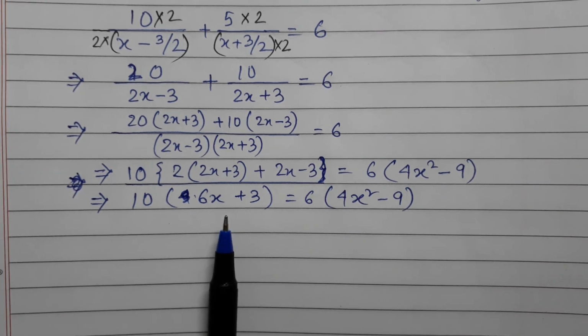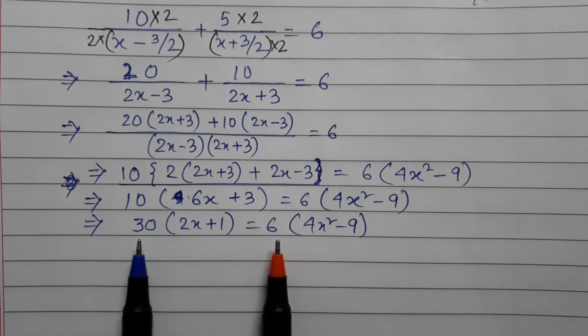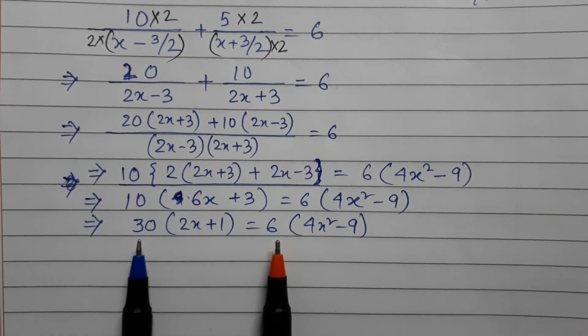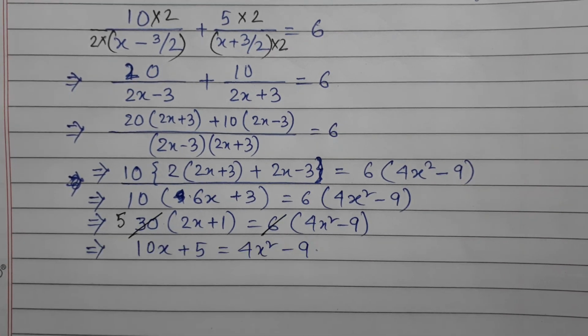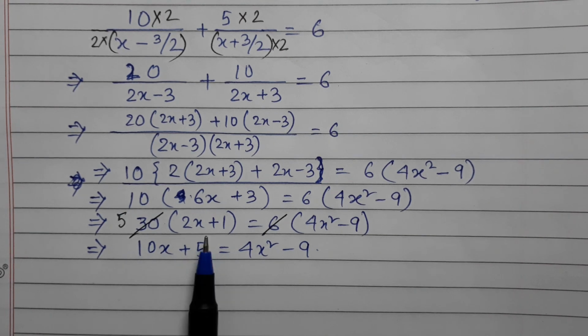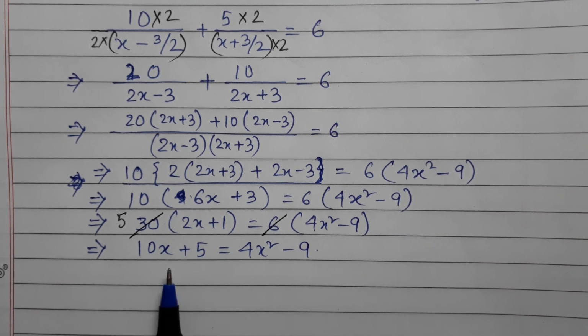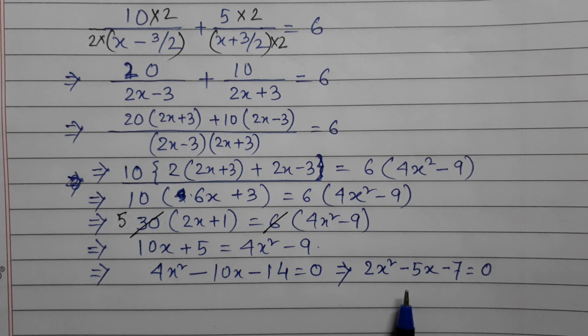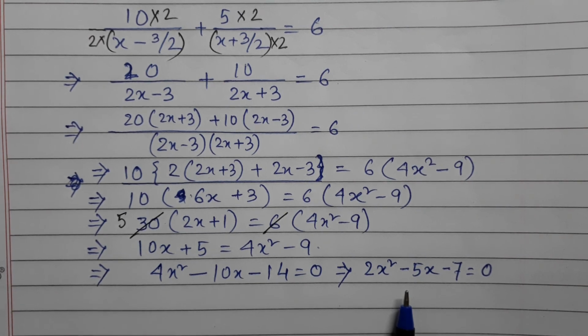Now from these two terms we can take common 3. Now we can cancel 6 from both the sides. It will give 10x plus 5 equals 4x square minus 9. Here after cancelling 6 we got 5 in the left hand side, and 5 is multiplied with both the terms 2x and 1, and we got 10x plus 5. Now after simplifying this equation we get 2x square minus 5x minus 7 equals 0.